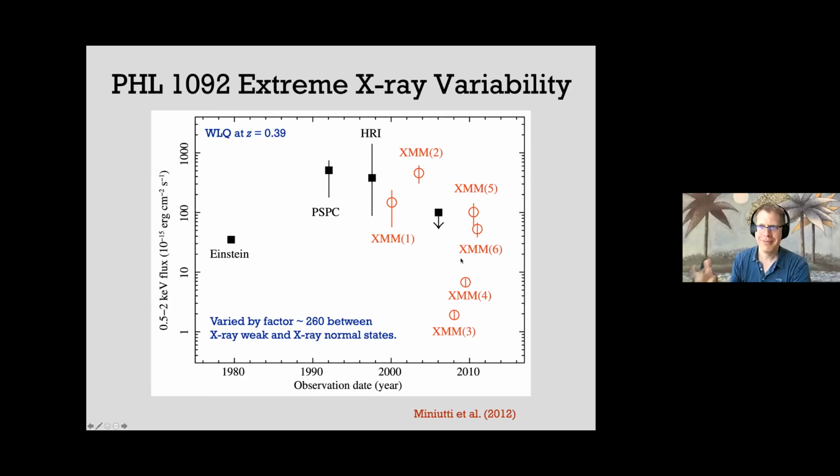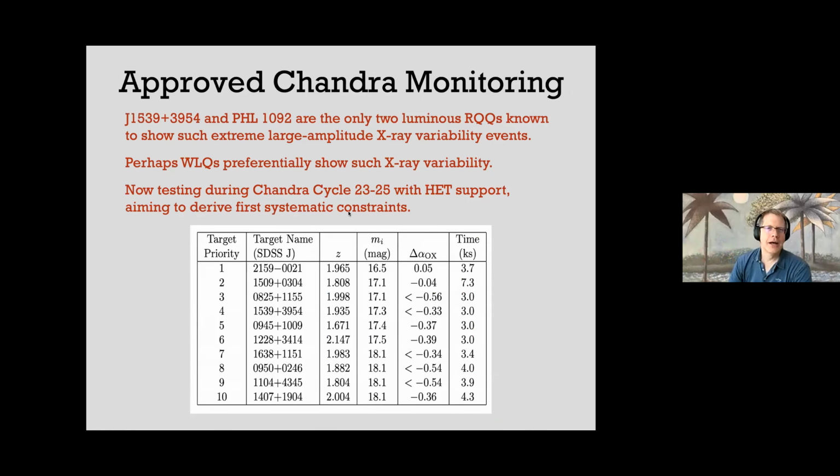And so this, of course, triggered our attention. We have this one event that we found, which was extraordinarily rare. The only other event we know of that has similar extreme variability is another weak-line quasar. So this led us to suspect that perhaps weak-line quasars preferentially show such extreme X-ray variability. And we are now trying to test this.